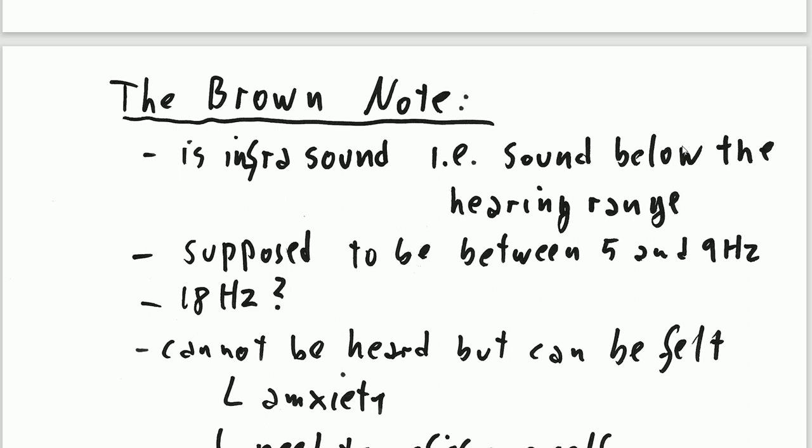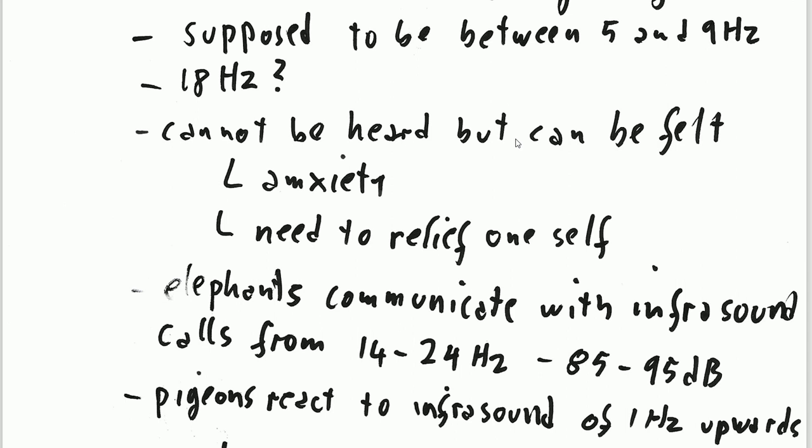Okay, let's go back to the brown note. So the brown note is infrasound, and is sound below the hearing range. So that's below 20 hertz or 35 hertz, whichever you consider to be the hearing range. It is supposed to be between 5 and 9 hertz. Some time ago I heard that it was 18 hertz. Whatever it is, I don't know, but it's somewhere low down. The whole idea is that it cannot be heard, but it can be felt.